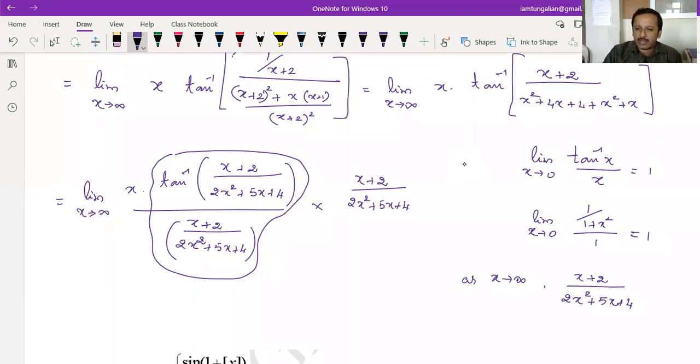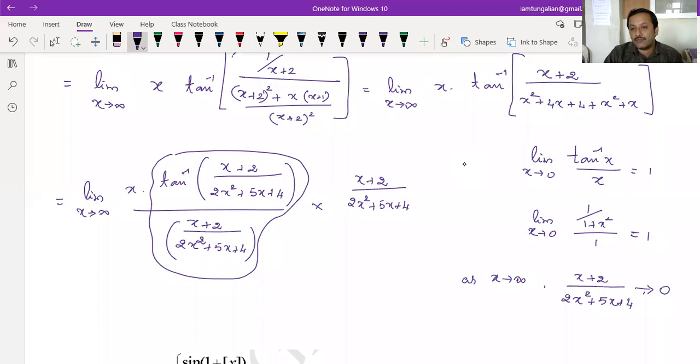Look here, numerator and denominator are both polynomials, and the degree of the denominator is larger. The denominator has a larger power. When x tends to infinity and the degree of the denominator is larger, then this will tend to 0. If the degree of the numerator is larger, it will tend to plus infinity or minus infinity. If the degrees are equal, then the value will be the coefficient of the highest power of x in the numerator divided by the coefficient of the highest power of x in the denominator.